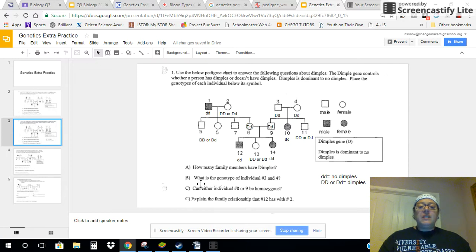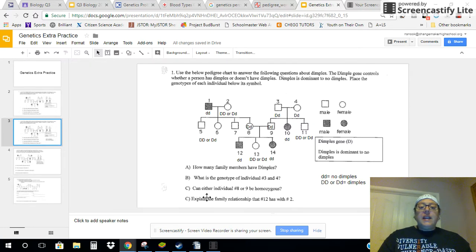It asks us for letter B, what is the genotype of individual 3 and 4? Well, if we go back up here, individual 3 and individual 4 have to be big D, little d, and big D, little d, because they produced an offspring that is little d, little d. So they each contributed a recessive gene to this offspring, number 10. So they have to be big D, little d. That is the answer to B.